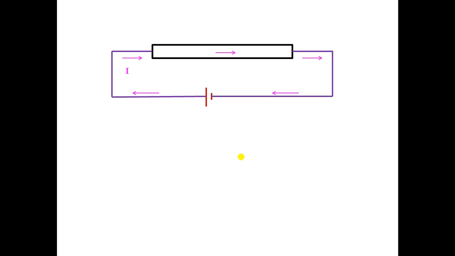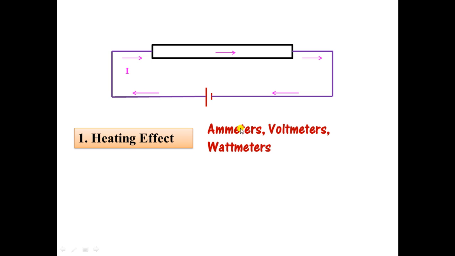So let us see the first effect. For understanding this effect, we have considered the same circuit. The current is flowing through the conductor, and as the current flows for a long period of time, the conductor gets heated up and thus its temperature increases. This is called the heating effect. This is used in instruments such as ammeters, which are used for measuring current, voltmeters for voltage, wattmeters for power.